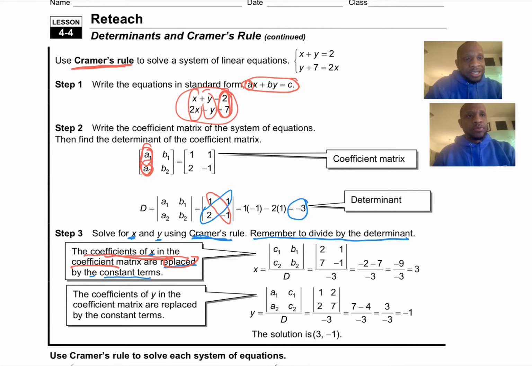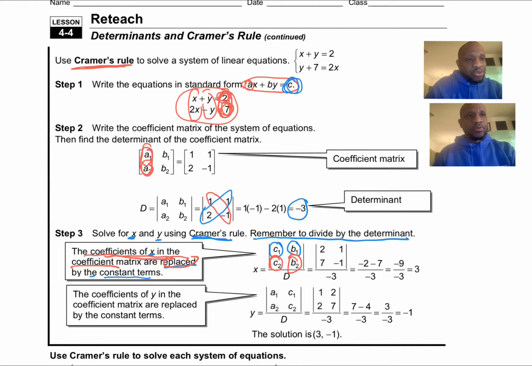We got C1 and B1, okay? So C is the constant term that's on the right side of the equal sign. That's this thing up here, C. So it says C on the first equation, and then you're going to put that across from the B1 in the first equation. And then you're going to take the C in the second equation, which is C2. I'm talking about this number 7 right here. And then you're going to put it across from the B coefficient in the second equation, which would be negative 1.